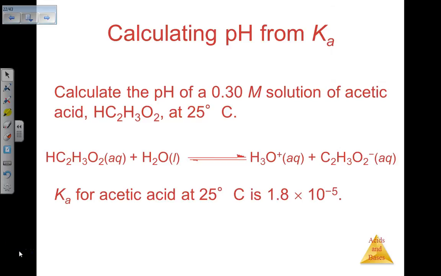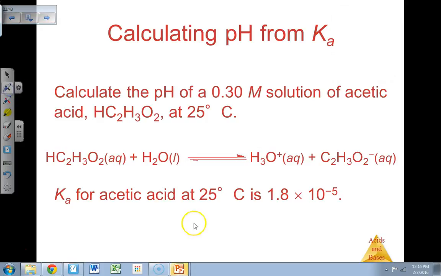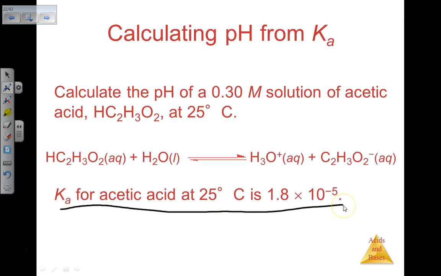Hey everybody, so here's another problem. For this problem, we're going to calculate the pH from Ka. We have an acetic acid solution, and that acetic acid solution is 0.3 molar. Now it seems like we're not given a lot of information, but I will say that we do have the Ka. So if we have the Ka, that means that we should be able to find the equilibrium conditions. Once we have the equilibrium conditions, we can probably calculate the pH, or at least we hope that we can.